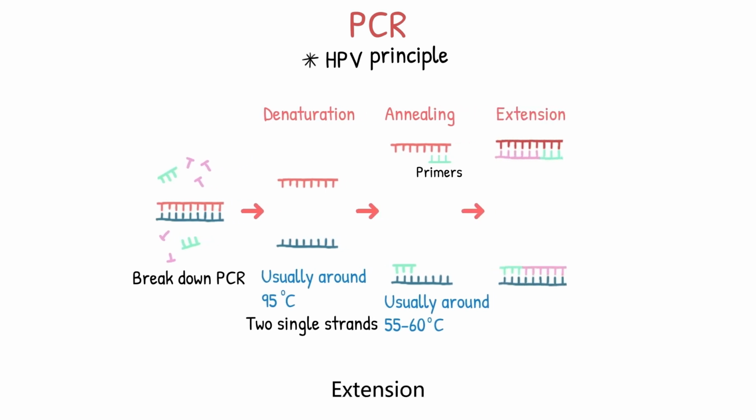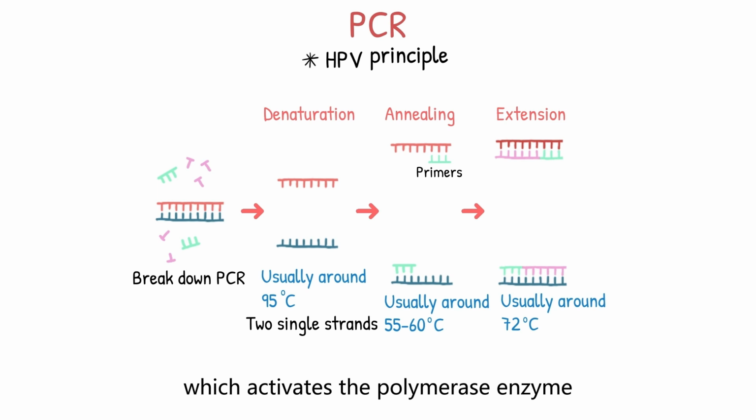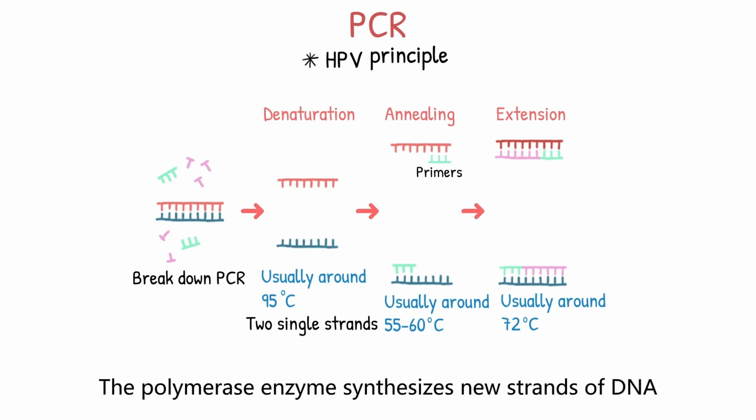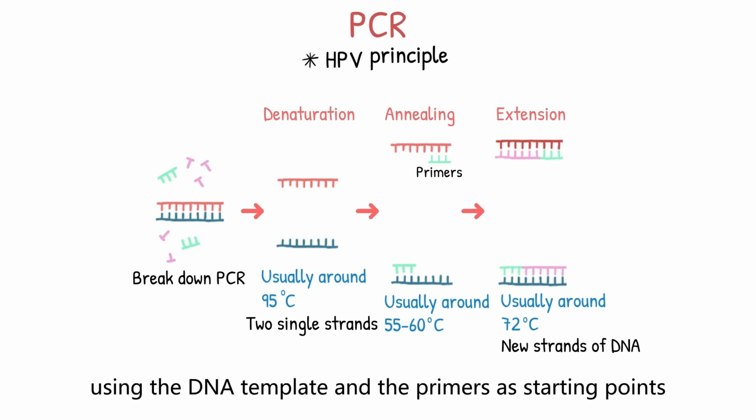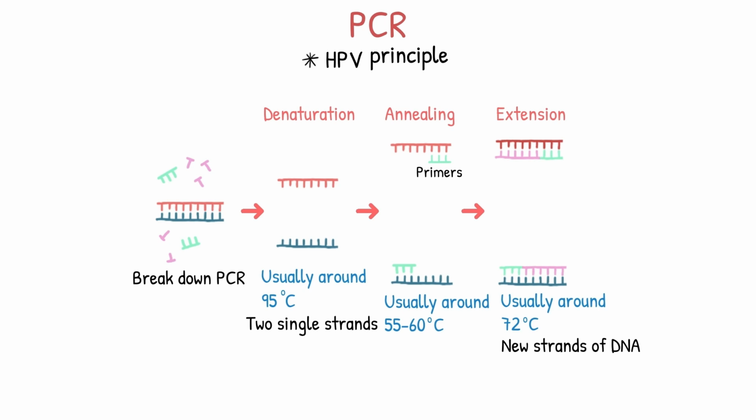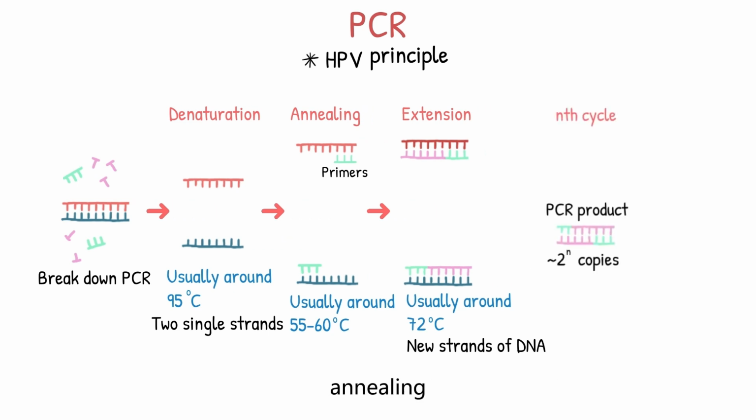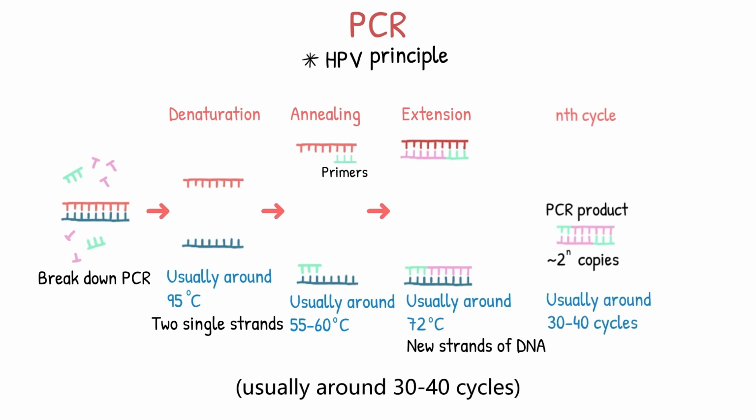Third is extension. The thermocycler heats the reaction mix to a moderate temperature, usually around 72 degrees Celsius, which activates the polymerase enzyme. The polymerase enzyme synthesizes new strands of DNA using the DNA template and the primers as starting points. This process results in the amplification of the target HPV DNA sequence. Fourth is repeat. The thermocycler repeats the denaturation, annealing, and extension steps multiple times, usually around 30 to 40 cycles, to amplify the target HPV DNA sequence.